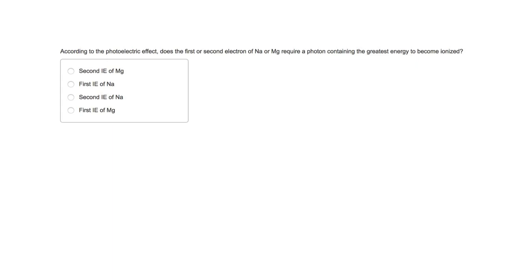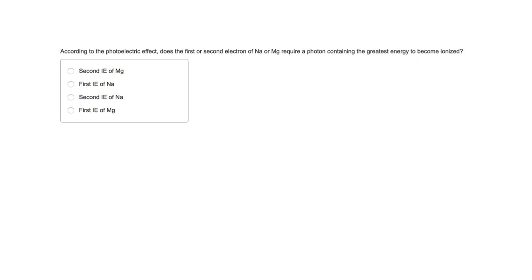So now this does use the word photoelectric effect, but remember the photoelectric effect would be like a photon causing the electron to be ejected. So one photon causing the ejection of one electron. Does the first or second electron of sodium or magnesium require a photon of the greatest energy to be ionized? And so in some ways, we don't even need to work photoelectric effect in here. We could just say, does the first or second ionization of sodium or magnesium require more energy? So which ionization requires most energy?